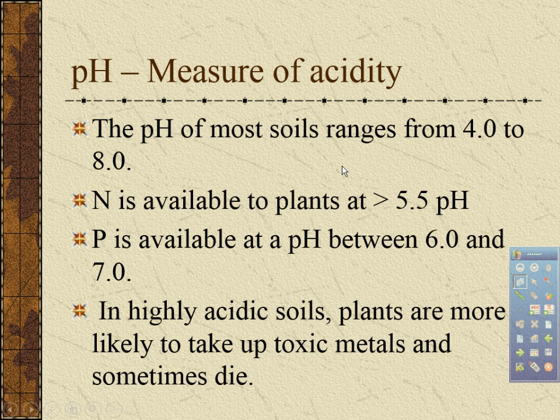The pH of soil, and again, we know pH is how much acid is in it. The lower the number, the more acidic it is. Most soils are somewhere between 4 and 8. Plants can fix nitrogen, can use nitrogen at a pH of greater than 5.5. Phosphorus is available between 6 and 7. So those nutrients can be absorbed only at very specific acidity. That's why the pH is so important to the soil. In order to absorb the nutrients that the plants need, they have to have the right pH.